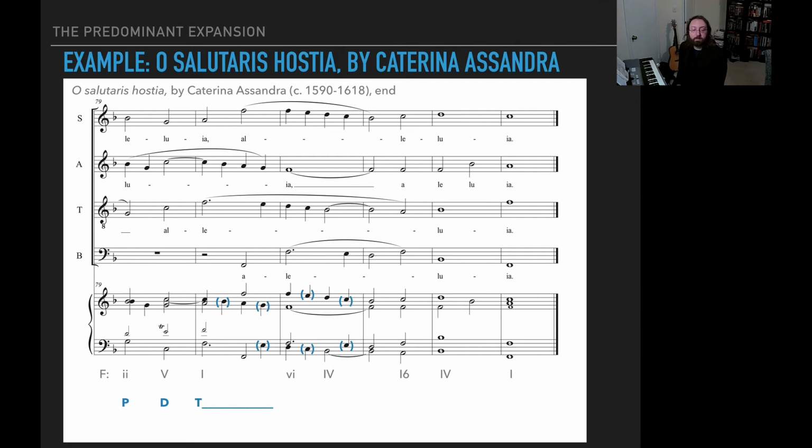You may have already recognized that this would be neighbor motion in the bass, B flat down to A and then back up to B flat. So that would be a prolongation of the predominant area, 4 down to 1/6 and back up to 4, and then eventually to the tonic. So that predominant area expanded upon using neighbor motion.